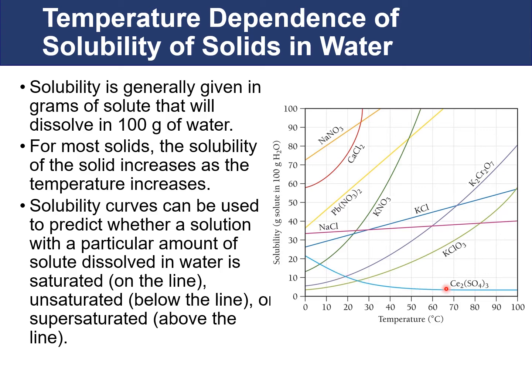Again, what normally happens is as you heat up a solution, you'll be able to dissolve more and more of the solute into the solvent. But as this cerium(III) sulfate shows, that is not always going to be the case. The solubility curves can be used to predict whether a solution with a particular amount of solute dissolved in water is saturated, which would be represented by a point on the line, unsaturated, a location below the line, or supersaturated, above the line. Let's look at this for one particular solute.